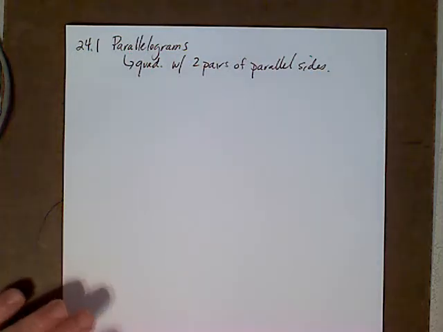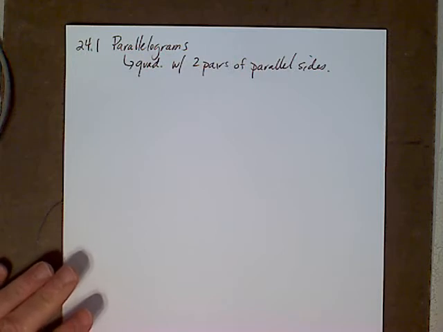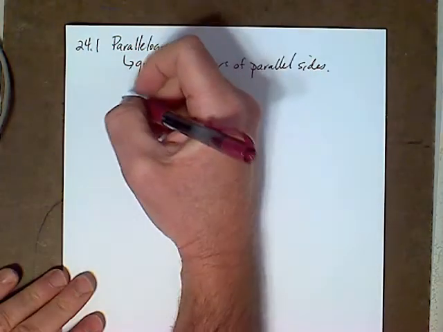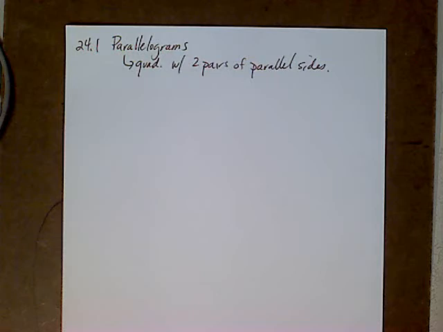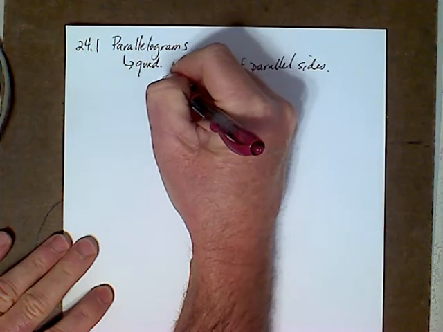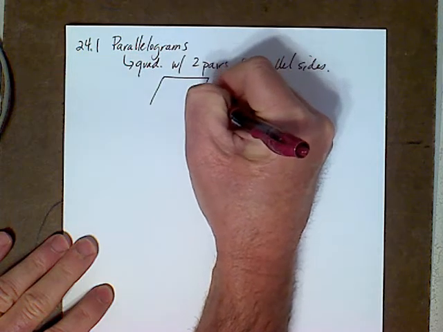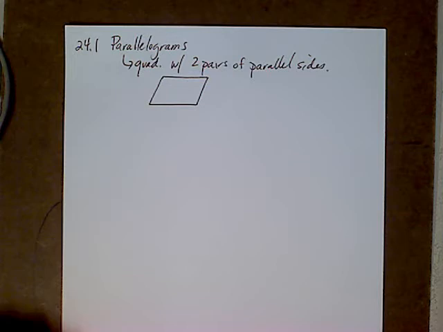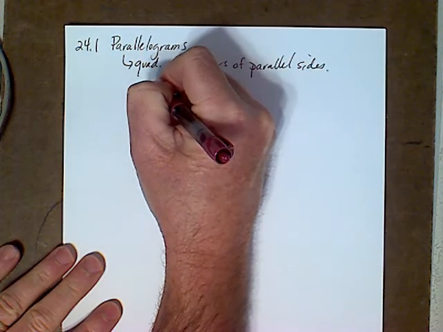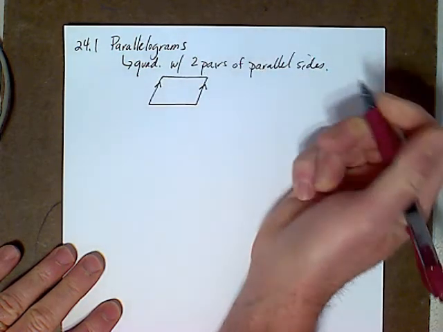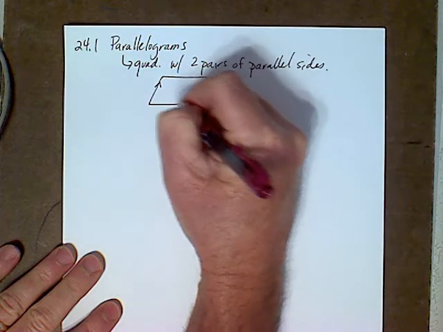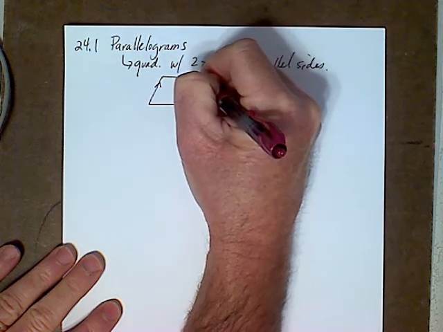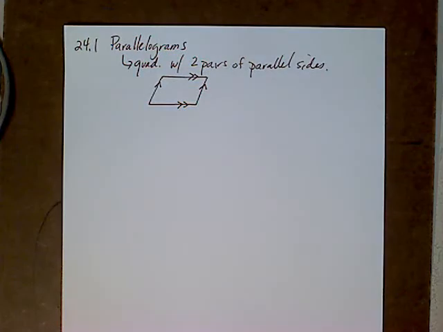Now, we might need to know about diagonals. We should know what a diagonal is. It's a segment that connects two non-adjacent vertices. So what I'm going to do is draw this picture here. Usually you draw most parallelograms looking something like this. To show that it's a parallelogram, it's a quadrilateral with two pairs of parallel sides. So go ahead and draw this picture on your paper. And that makes a parallelogram.